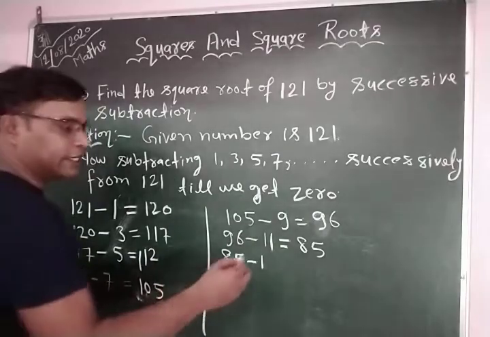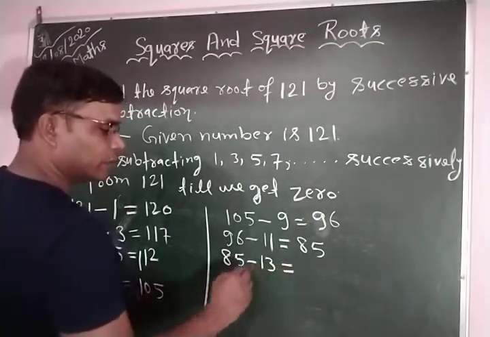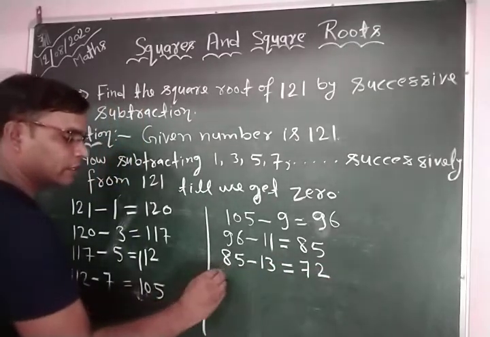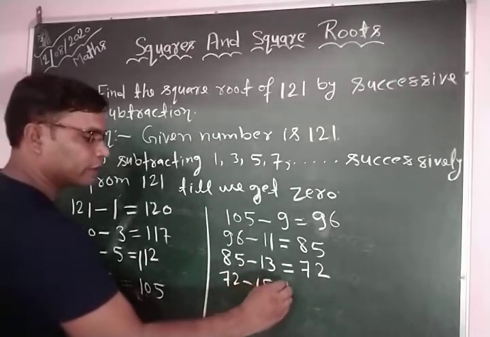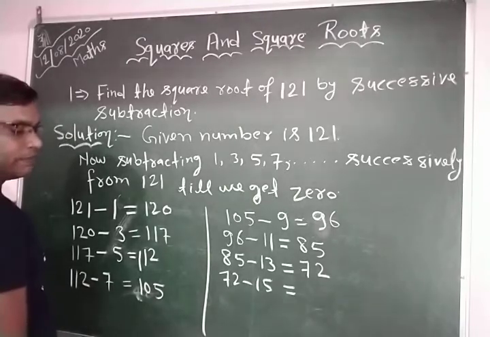Next odd number is 13. So 85 minus 13. This is equal to 72. Now 72 minus next odd number, which is 15. So this is equal to 57.